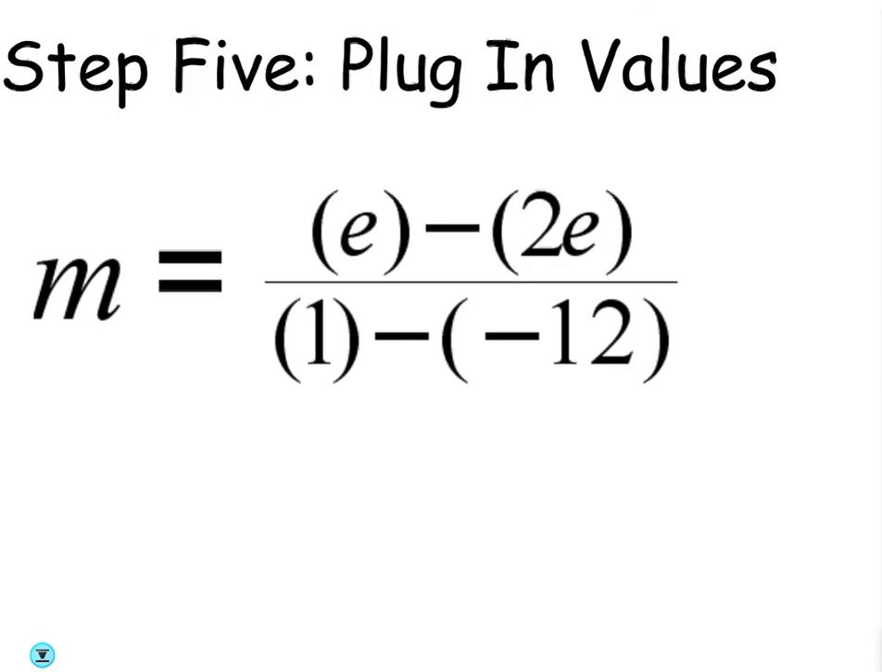All right, so when you plug it in, it's going to be y2 minus y1, sorry, over x2 minus x1. Does anybody know what the top's going to become? What's e minus 2e? Negative e, and 1 minus negative 12, 13.